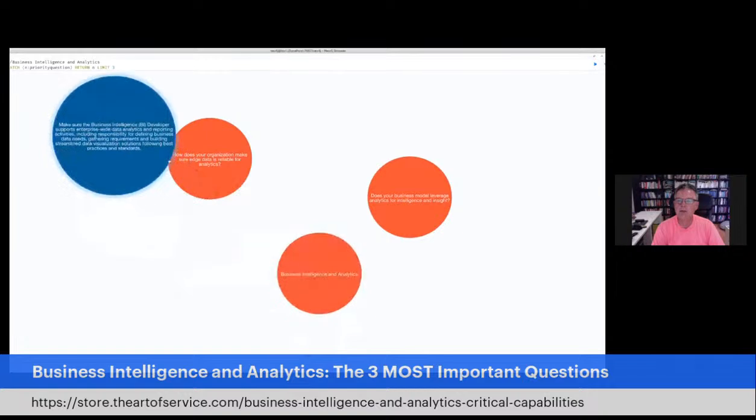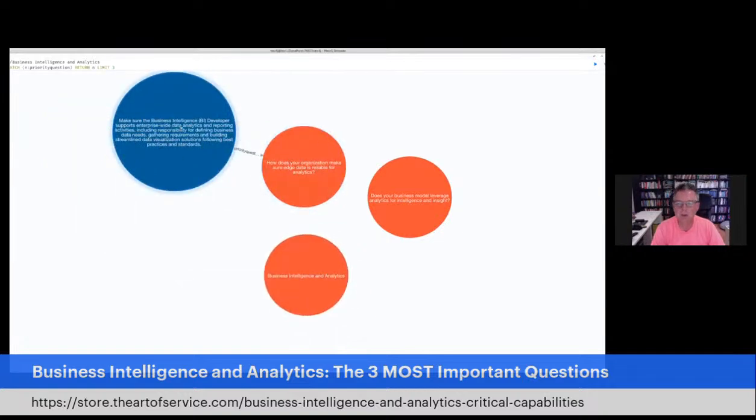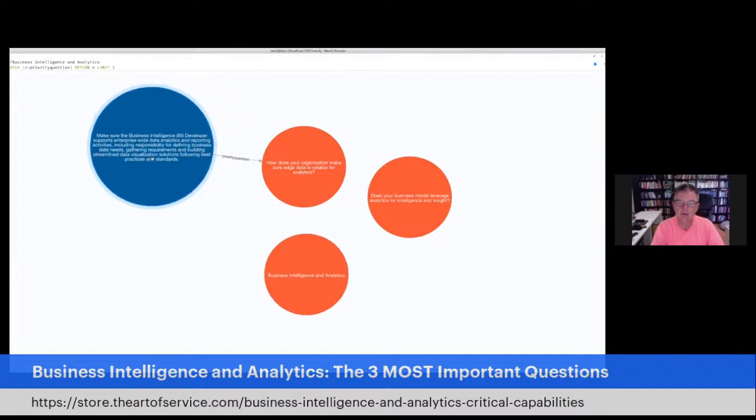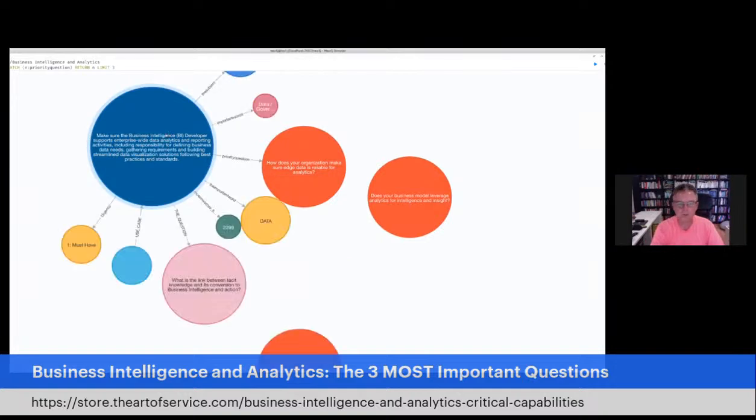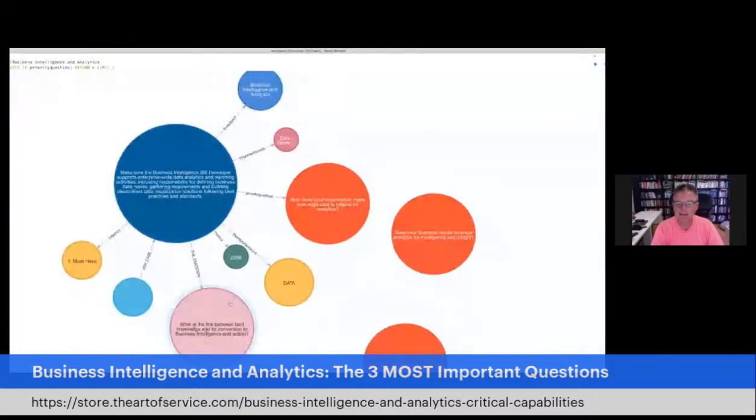Make sure the business intelligence developer supports enterprise-wide data analytics and reporting activities, including responsibility for defining business data needs, gathering requirements, and building streamlined data visualization solutions, following best practices and standards. So make sure that the data is rigorously built. Use MDM, Master Data Management, to put that in place. Use data standards in your organization. Data origin is very important, where that comes from. Data cleaning.